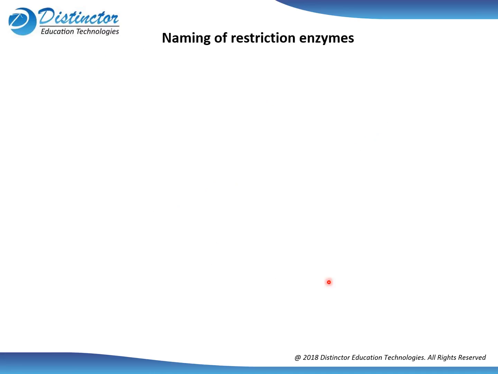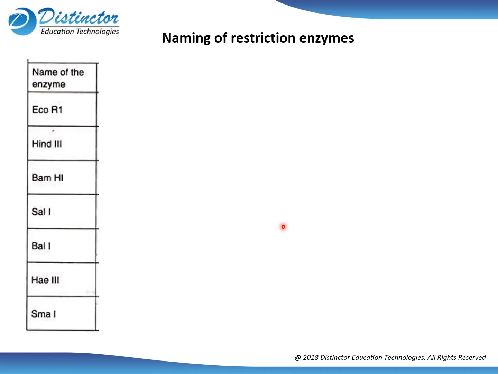Now we are going to move on to the naming of restriction enzymes. How are restriction enzymes named, and on what basis are they given names? Some of the restriction enzymes are EcoRI, HindIII, BamHI, SalI, BalI, HaeIII, SmaI. These are some of the restriction enzymes.